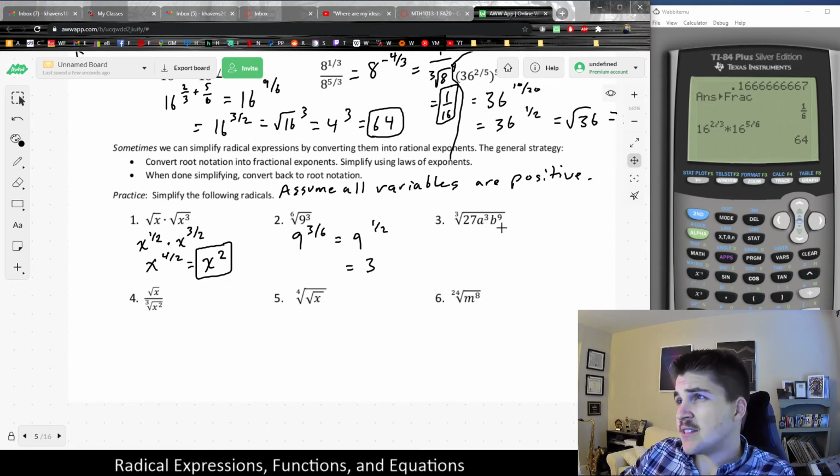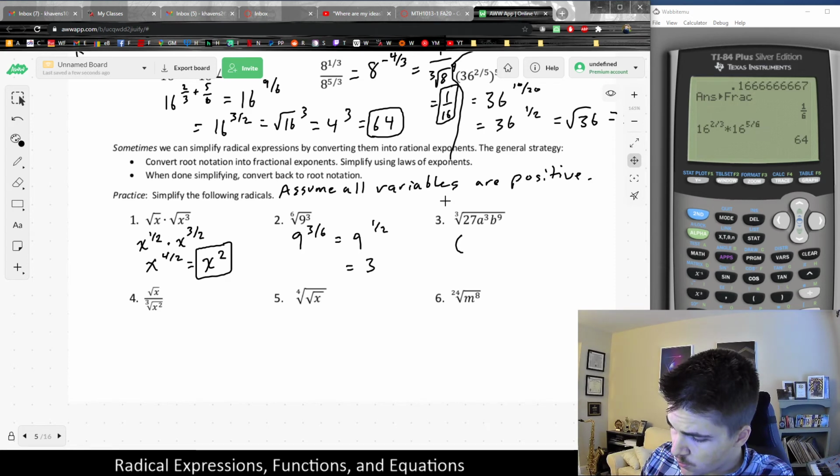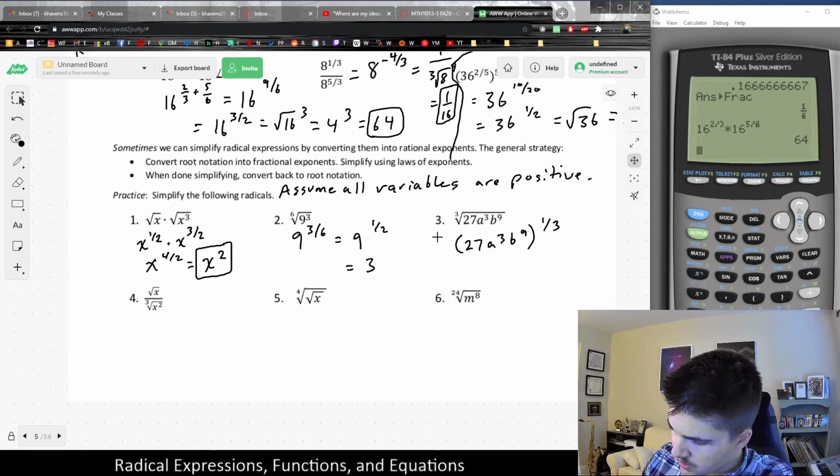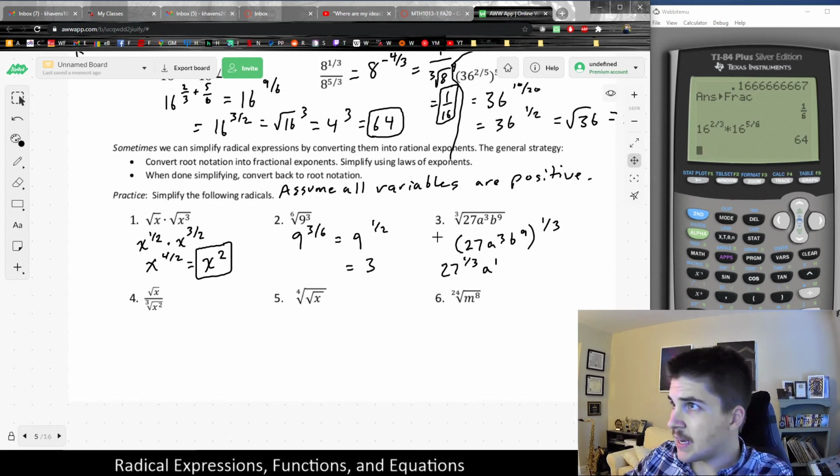Now, if you have a series of different components, well, since this whole thing is in the cube root, what we could do is rewrite this as the whole thing raised to the 1/3 power. And if you recall, when I have multiple different products all raised to the 1/3 power, this 1/3 would split to each of them. So this would change to 27 to the 1/3, a to the 3 times 1/3. And remember, this would actually multiply into those exponents. So 3 times 1/3 is just going to be 1. And then 9 times 1/3 is just going to be 3.